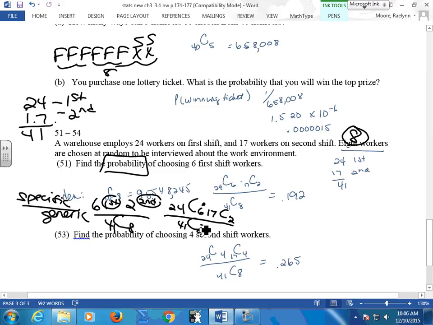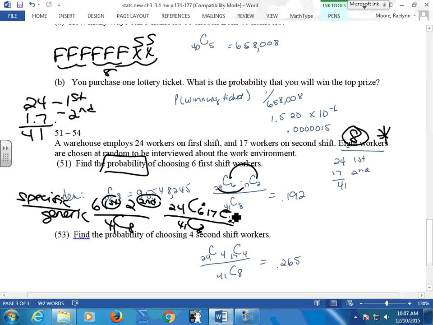So the second number of both the numerators have to equal the second number of the denominator? Yes. Aren't I still choosing 8? I'm choosing 8. They have to be the same. And that goes for the first 2 numbers? The first 2 numbers, these have to add up to my total. Yeah, for that. Yep. Good way to look at it.